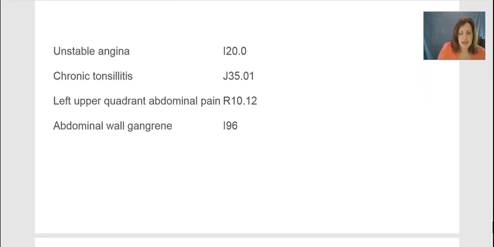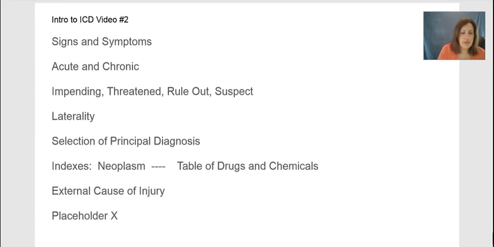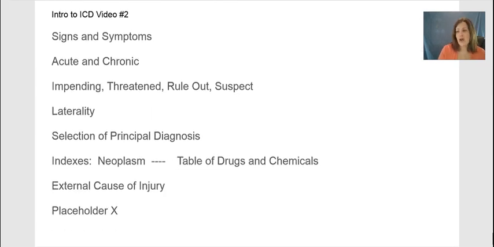Okay. And here are the codes you should have come up with. If you got any of these wrong, pause the video, look up the code I gave you, compare it to the code you got, and figure out why you got it wrong. That's how you improve your coding skills: you always check your wrong ones to figure out why you got it wrong, and you won't do it again. So that's the end of video number 1.